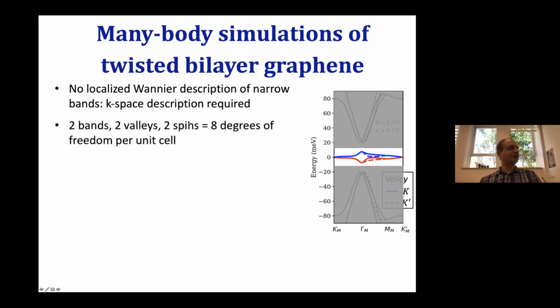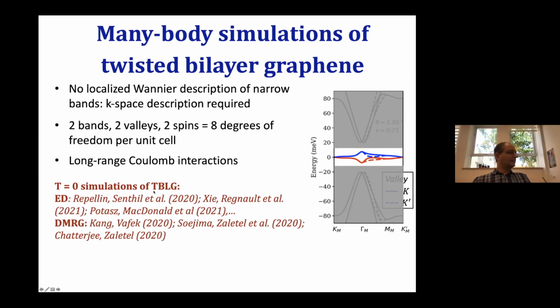The other difficulty is that there are many, many degrees of freedom still. Even if we project out the other bands, there are two narrow bands and two valleys and two spins, and all of them are very strongly interacting together. So a total of eight orbitals, if you like, per unit cell. And that's of course very heavy numerically. And there are long-range Coulomb interactions. So we definitely know that long-range Coulomb interactions are important.